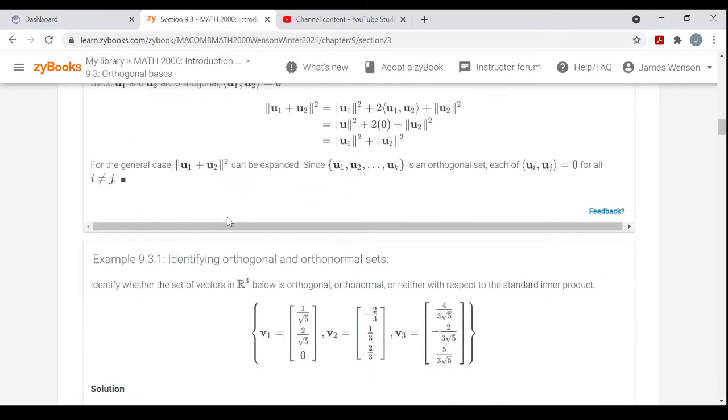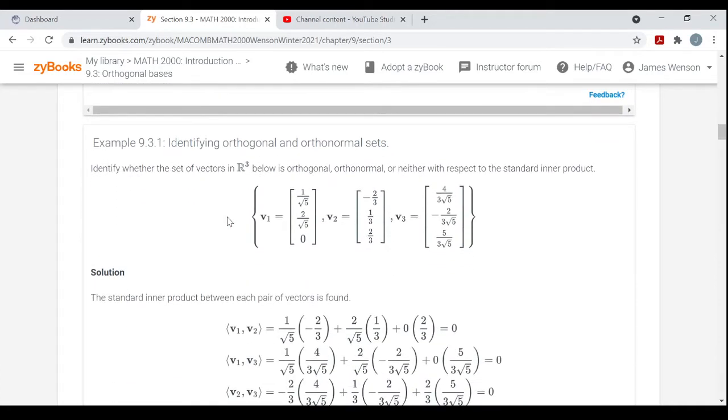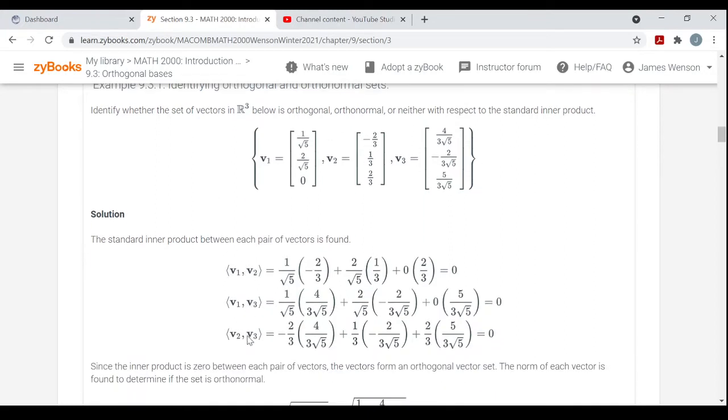All right, so I'll let you read this example here, and I'll get into one of the activities. So here's a set of vectors from R3, and you're asked, is this set of 3 vectors orthogonal, orthonormal, or neither, with respect to the standard inner product? Now remember, the standard inner product or the Euclidean inner product is the dot product. Right. So do you see how they take every pair of vectors here and check that the dot product is 0?